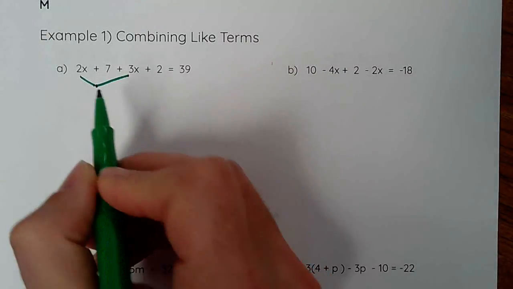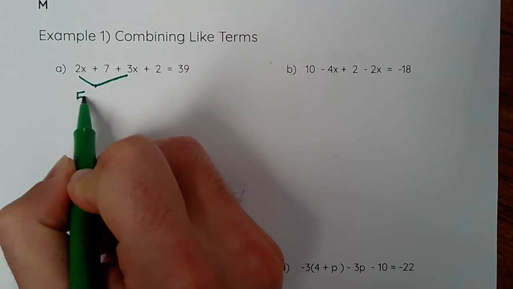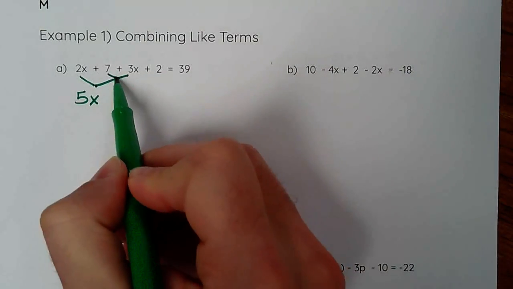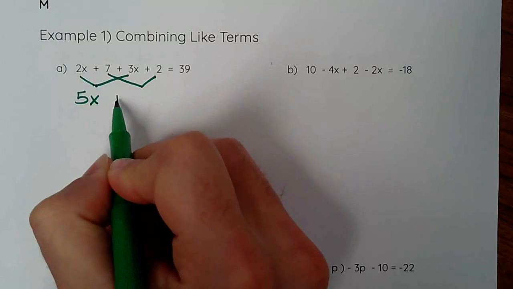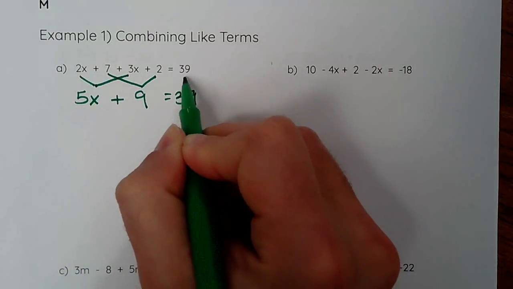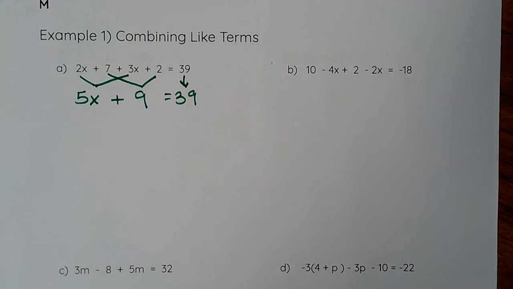2x and 3x are like terms. 2x plus 3x is 5x. 7 and 2 are also like terms. So 7 plus 2 is a positive 9. So we're going to keep this plus 9. We're just bringing down the 39.